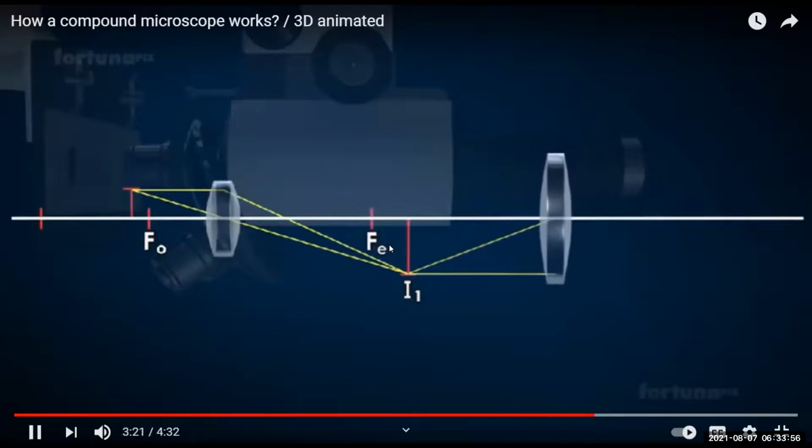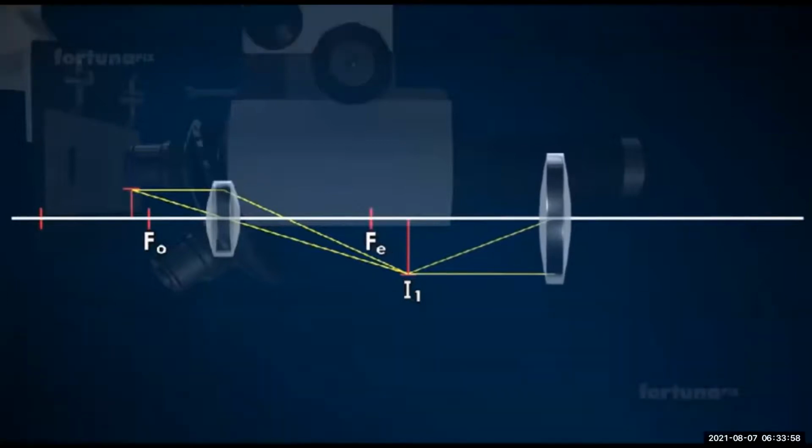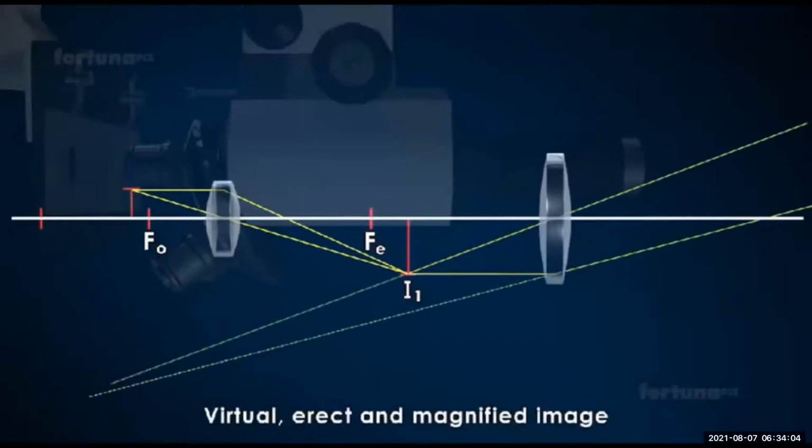lies within the focus of the eyepiece, FE. The eyepiece functions as a magnifying glass and forms a virtual, erect, and magnified image, I2, of the object.